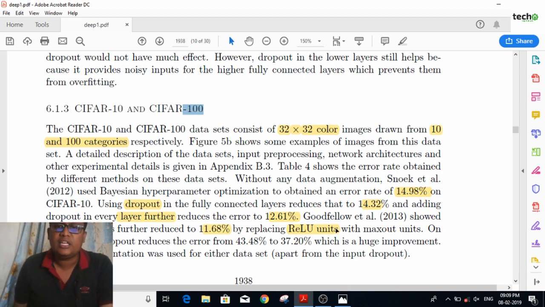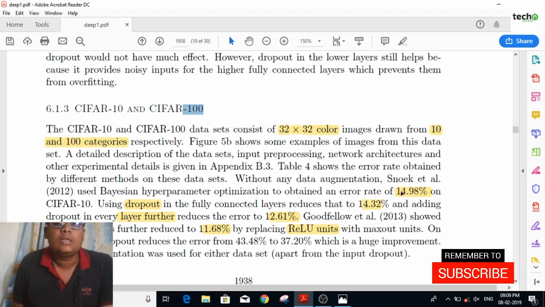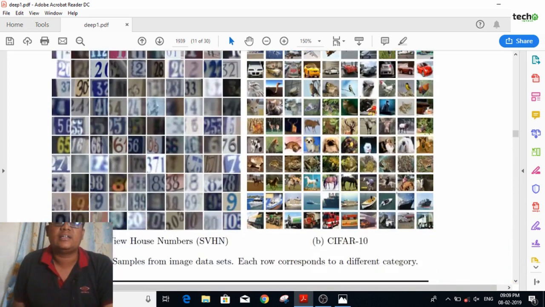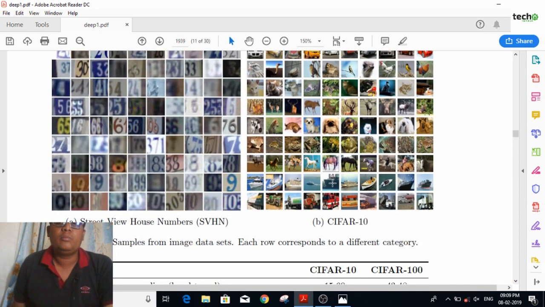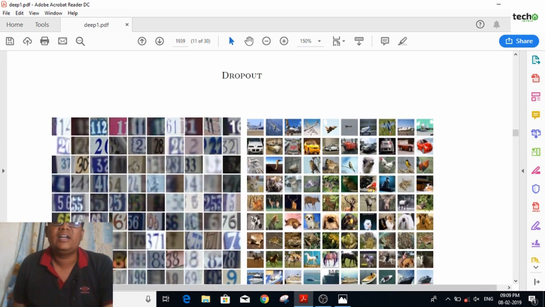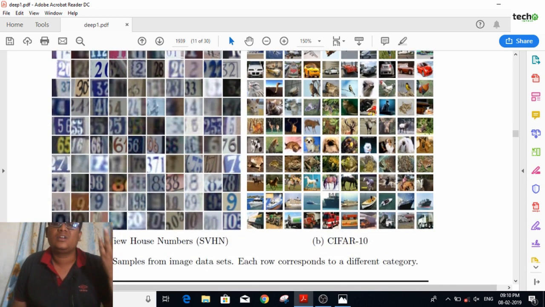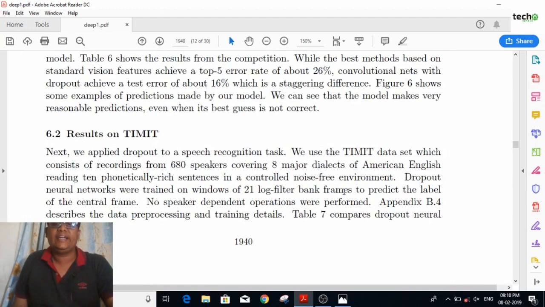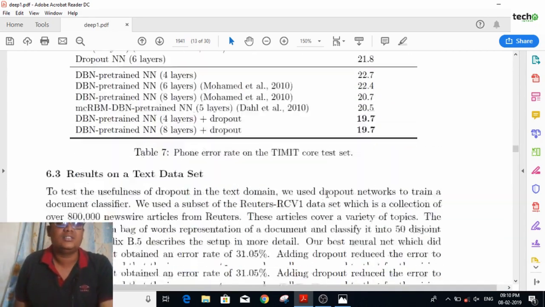Later they introduced ReLU. After introducing ReLU, the error rate was 11.68. Initially it was 14. Like this, they apply some of the algorithms to reduce the error rate. So this is the street view number they identified, and this is CIFAR. So 100 different categories. It can be car, it can be animal. So 100 different categories or 10 different categories, based on the dataset you have obtained. These are the different algorithms and datasets they applied in order to obtain the results.